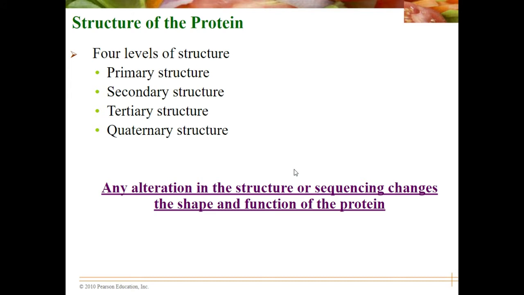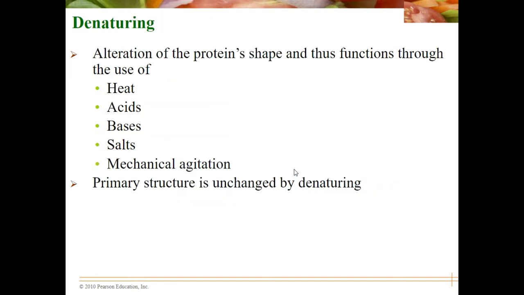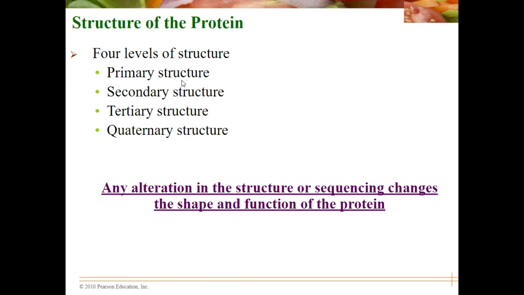Now we have the four levels of structure. We have the primary, secondary structure, tertiary, and quaternary structure. Any alteration in the structure or sequencing changes the shape and function of the protein. The primary structure is the sequence of the amino acids itself. Secondary structure involves the alpha helix and beta pleated sheets. Tertiary structure involves structures like disulfide bonds.